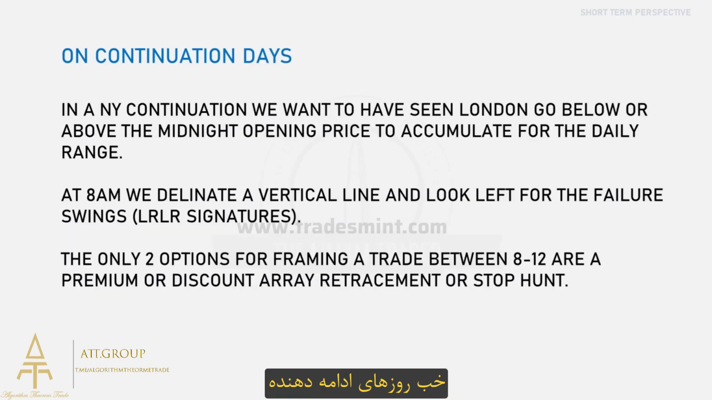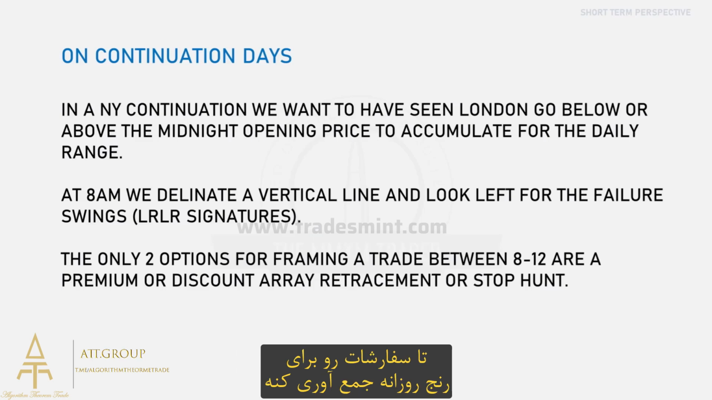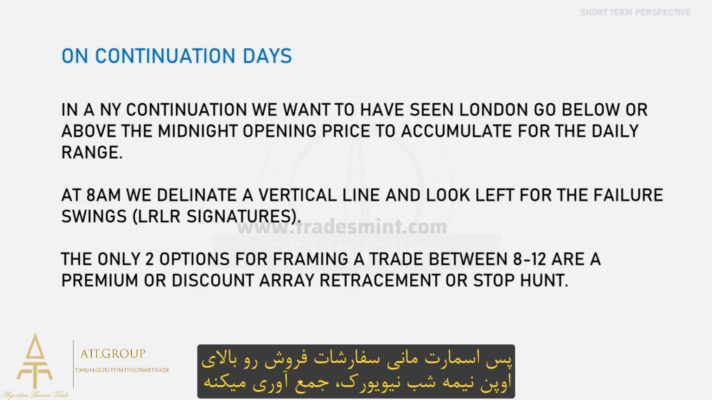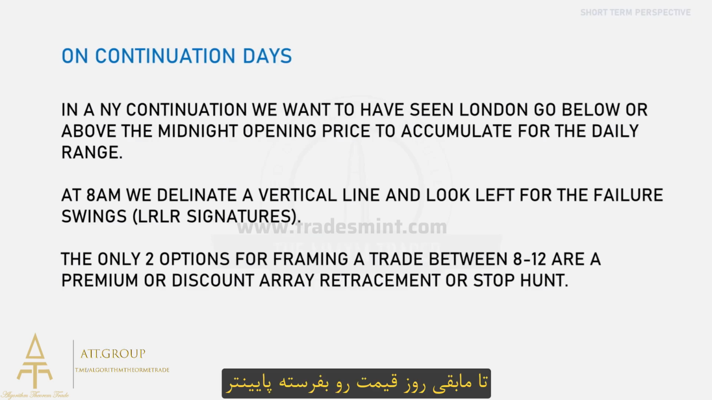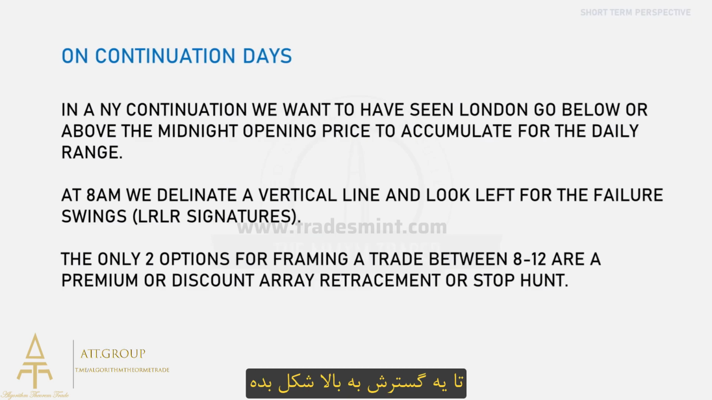Now, continuation days. In a New York continuation, we want to have seen London go below or above midnight opening price to accumulate for the daily range, right? So smart money accumulates sell orders above this New York midnight opening price, right, to continue down lower during the day, and vice versa will accumulate long orders below that New York midnight opening price to go for an expansion higher.